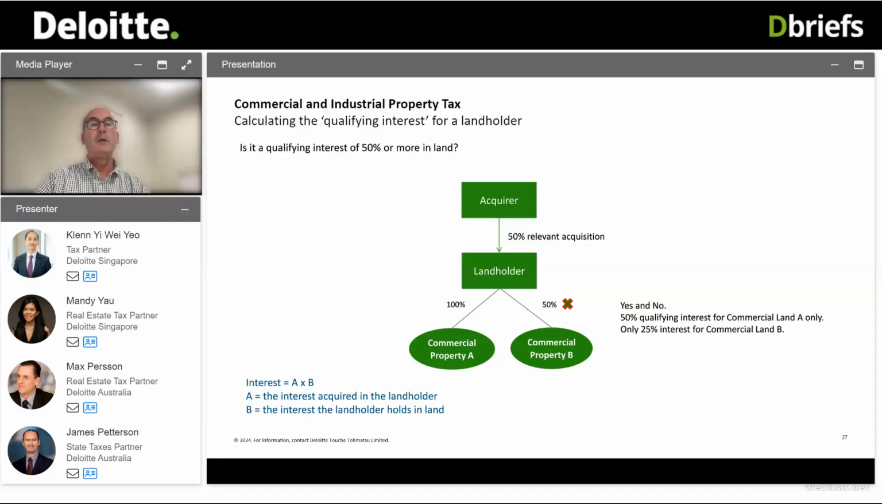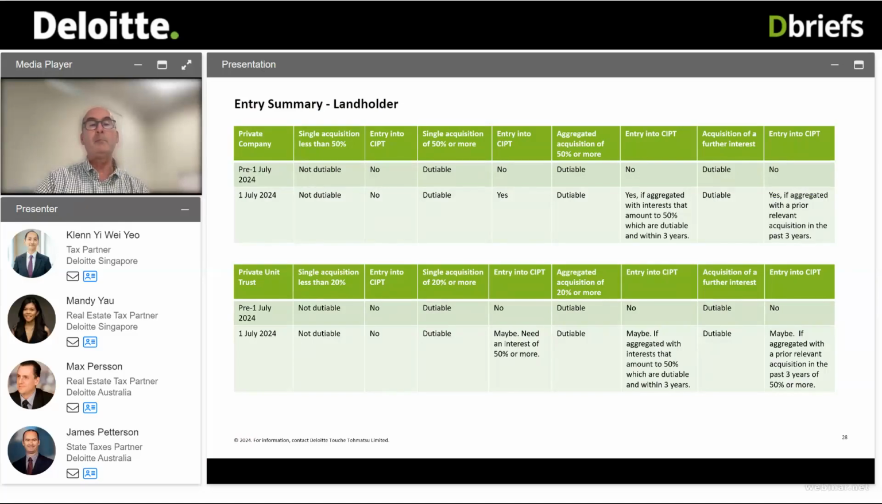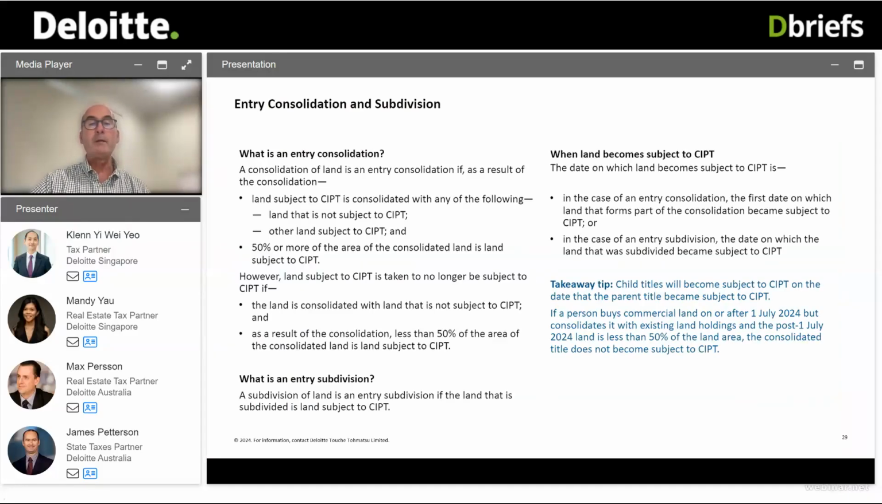Next slide, please. Now, I won't run through this slide, but here basically is a takeaway of a summary of those examples of when duty may and may not apply. Next slide. Again, a bit of information on this slide, and I won't run through it in detail, but entry consolidation applies where there are 2 or more parcels of land that are consolidated. The requirement is to look at the total area of the consolidated property, and where 50% or more of that area was previously CIPT regime land, then the consolidated title will be CIPT land and subject to that tax. Conversely, if less than 50% is, the property won't be subject to that regime.